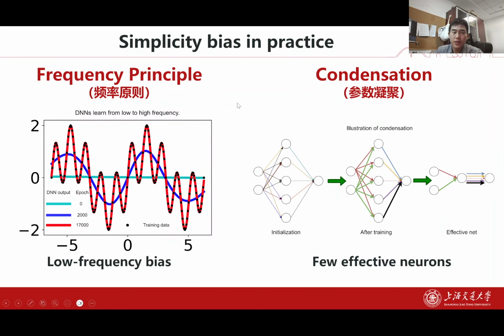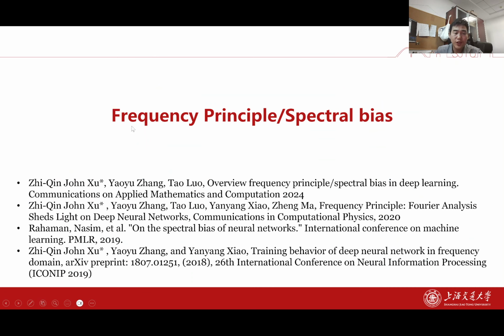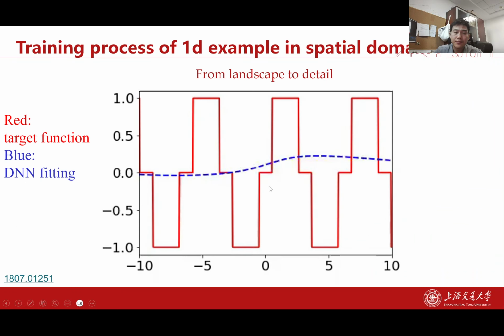The two most important phenomena we will introduce in this short course are the frequency principle and condensation. The first phenomenon, called the frequency principle, is also called spectral bias or frequency bias. We recently wrote an overview paper on this phenomenon. To understand it, we will start from one-dimensional fitting. We pick a target function such as this red curve.